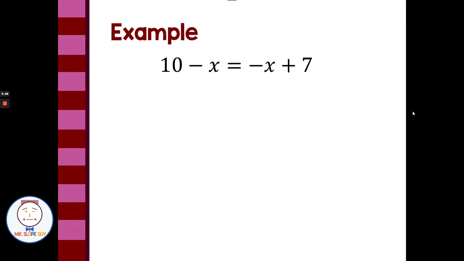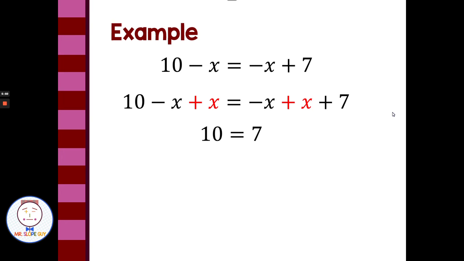All right, let's look at this one. 10 minus x equals -x plus 7. No distributive property to worry about, no combined like terms to worry about. I do want to try to get all my variables to one side. And when I do, I add x to the left side, add x to the right side. And I have additive inverses on both sides. And these additive inverses zero out and leave me with 10 equals 7. Does 10 equal 7? No, it doesn't.